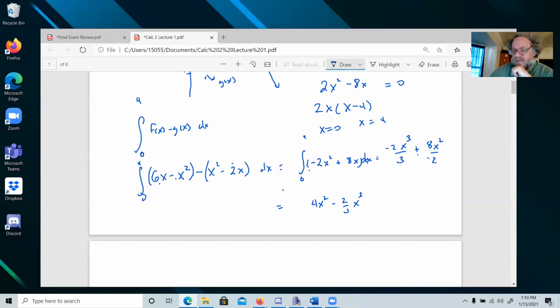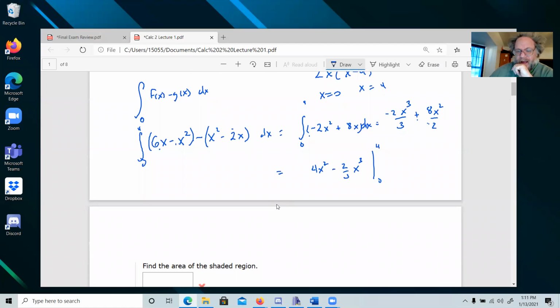Notice that when I've integrated, right, we added 1 to the power, this sign went away, all right? We've used it up. And we're going from 0 to 4, okay? So what we have here is 4 squared minus 2/3 4 cubed, all right? And then we have 4 squared is 16, and 16 times 4 is 64, minus 2/3 4 cubed is also 64. So if I factor out a 64 here, we have 1 minus 2/3.